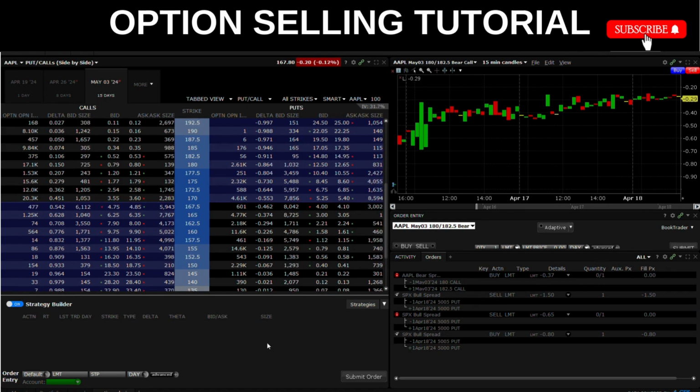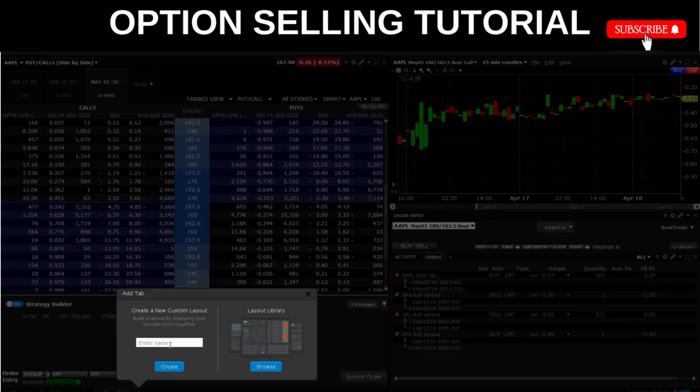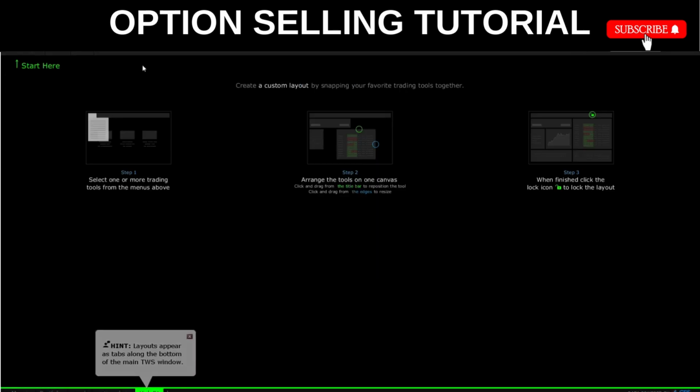I'm using TWS, Trader Workstation of Interactive Brokers, and here I will show you how to scan for it. If you have not seen my previous videos, have a look. There I explained the different tabs that I have: portfolio tab, graph tab, option chain tab. Here we are going to create a new tab for screening, let's say a high implied volatility screen. Okay, so we created a tab here.